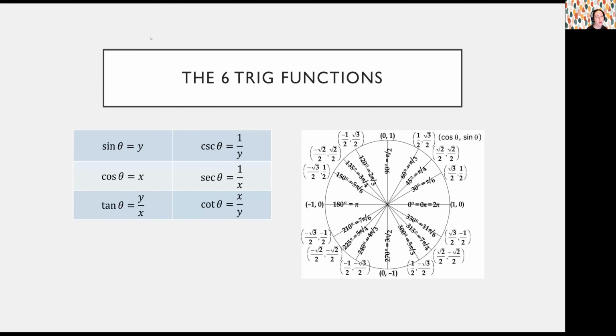So just to recap, there are 6 trig functions. We've got sine, cosine, and tangent. And I've put those in terms of whether they're the x or the y on the unit circle. And then we've got cosecant, which is the reciprocal of sine, secant, which is the reciprocal of cosine, and then cotangent, which is the reciprocal of tangent. And then I've got the unit circle here. We will be using this a lot.